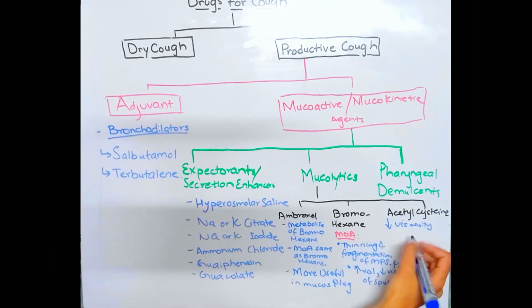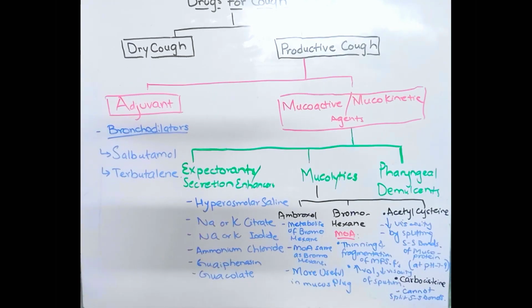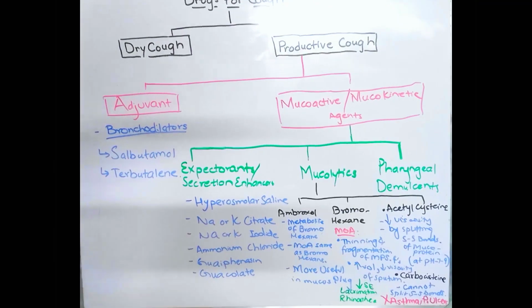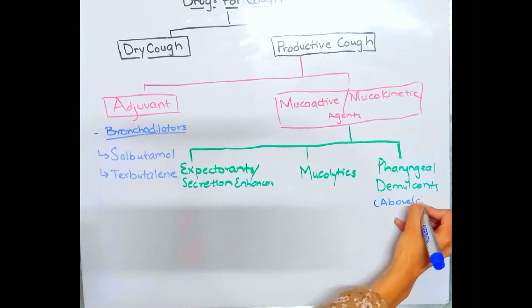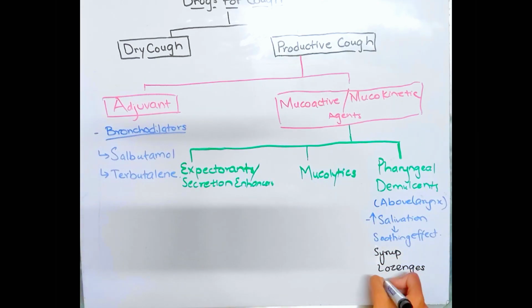Now acetylcysteine decreases the viscosity by splitting the disulfide bonds of the mucoprotein. It works at pH 7 to 9. Then we have carbocysteine, which cannot act by splitting the disulfide bonds, and it shouldn't be used in asthmatic patients or in patients with peptic ulcers. Lacrimation and rhinorrhea are the side effects of bromohexine. Now pharyngeal demulcents act above the larynx, so they increase salivation and cause a soothing effect. In this category we have syrup, lozenges and lintus.